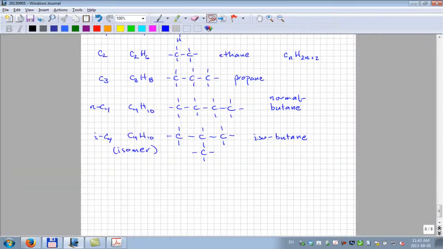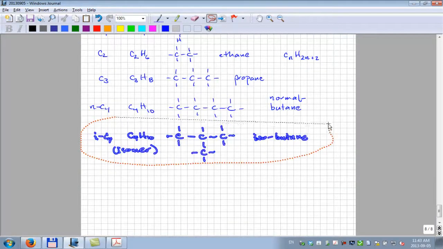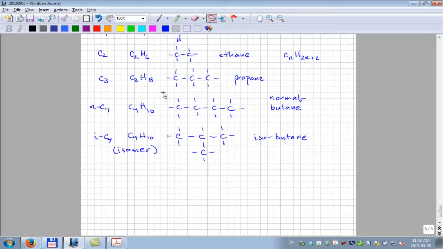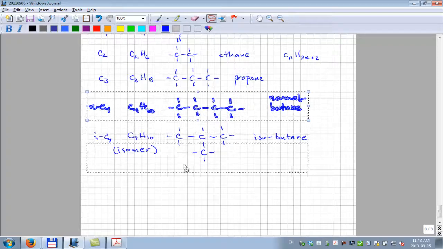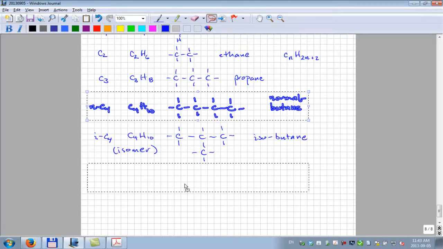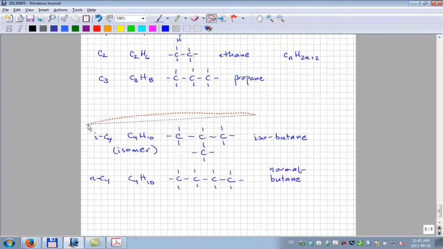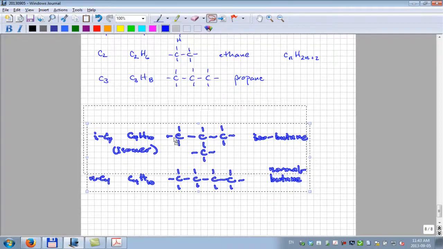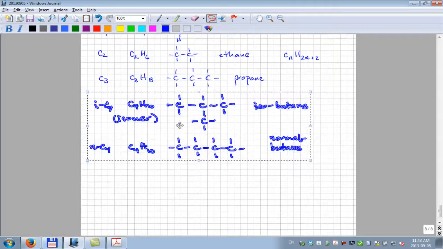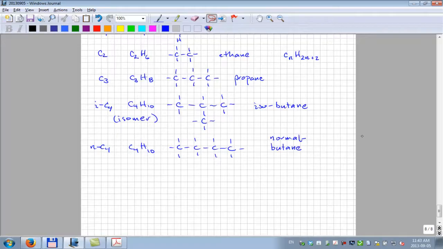So I'm going to do that using my lasso. I'll take this one here, move it down. There. And I'll lasso them both then. Like that. Okay.